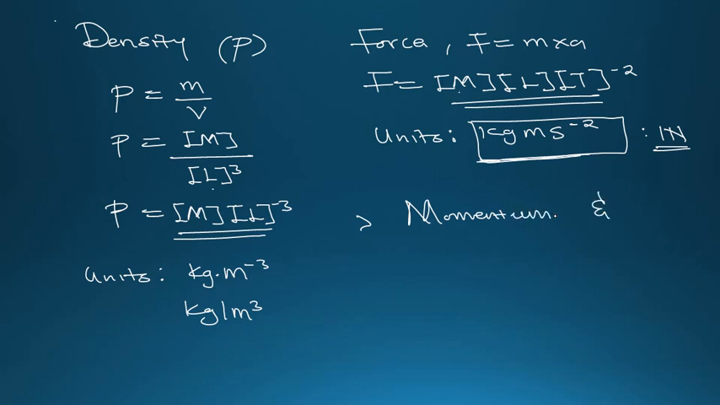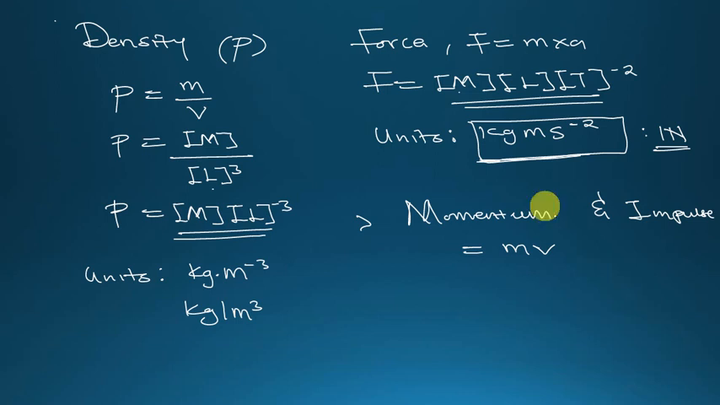Momentum and impulse, guys, are given by the same formula. You are going to understand this when we start doing collisions. Momentum. So what we are going to do, guys, is this. Momentum and impulse both are given by the formula mass times velocity.